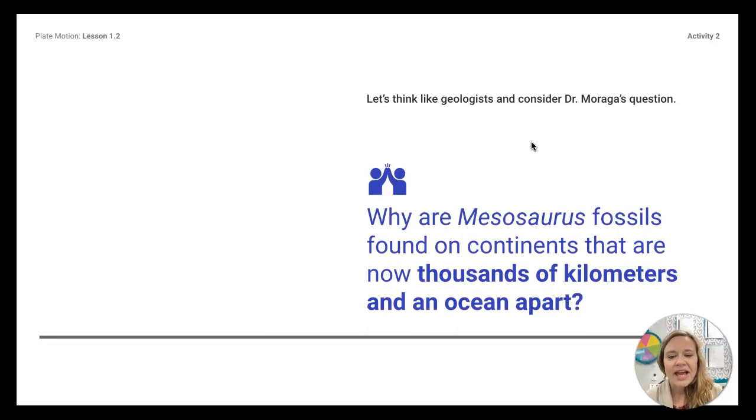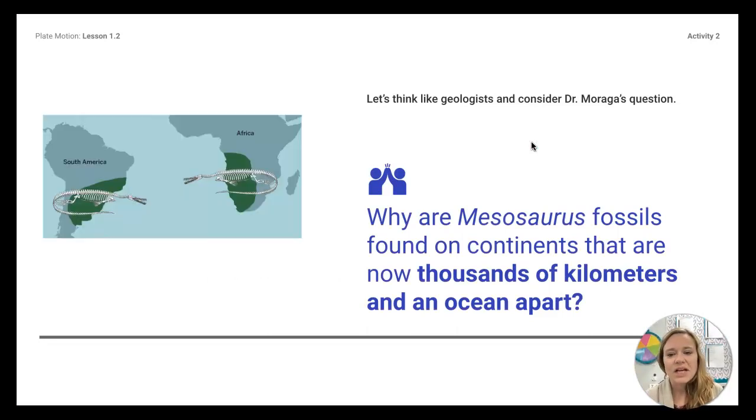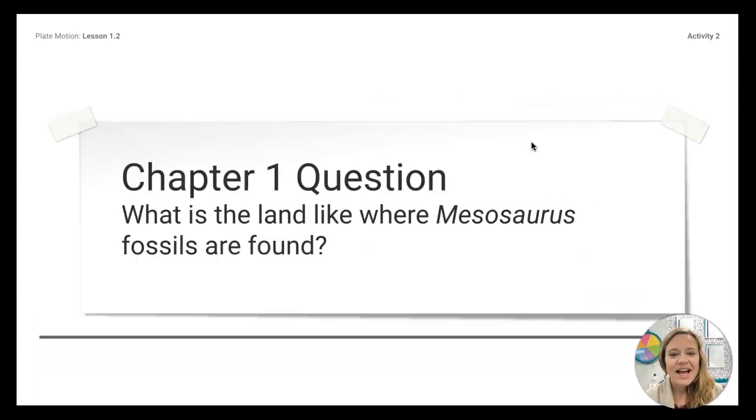And so remember, we're looking at the question, why are mesosaurs found on continents that are now 1,000 kilometers apart on an ocean? I hope you enjoy this lesson and this reading, and remember, today is a great day to learn. Happy learning!